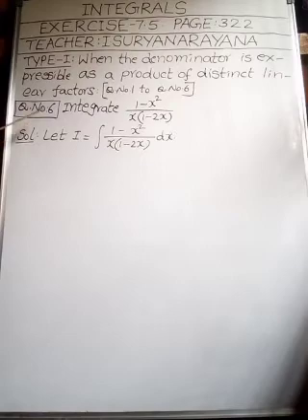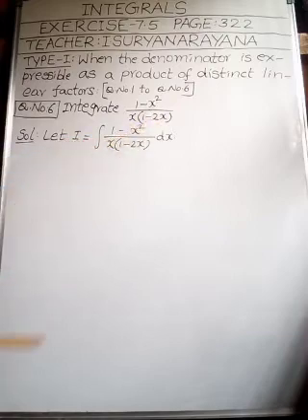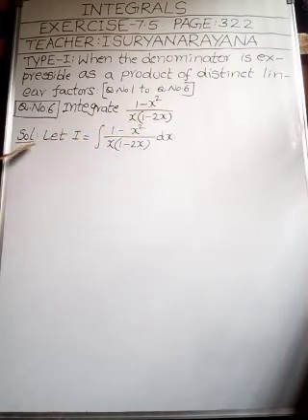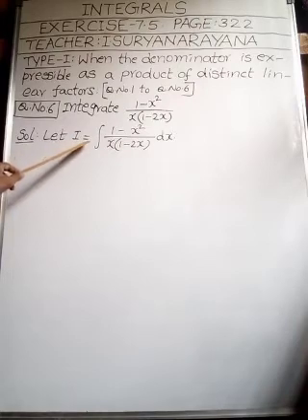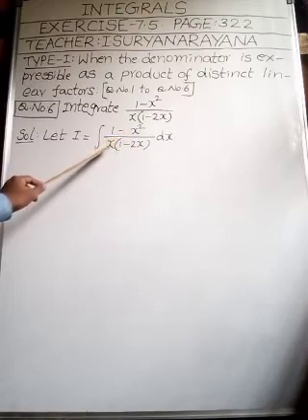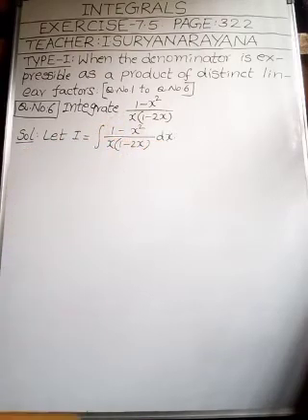Right. Come to question number 6. Integrate (1 minus x square) by x into (1 minus 2x). Understood this question? We have to find the integral of this function. Now come to the solution part. Let capital I be equal to integral of (1 minus x square) by x into (1 minus 2x) dx. Understood this first step, my children?